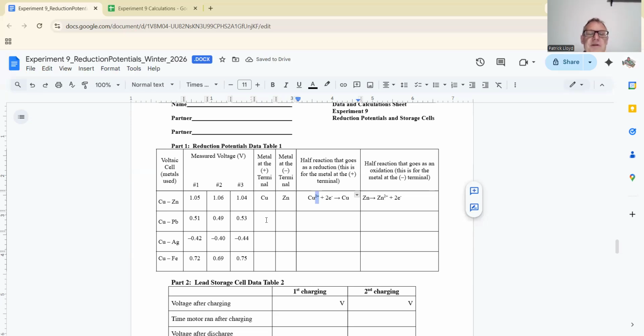Okay. Same thing for the next one. We got a positive voltage. That means copper is the positive terminal and lead is the negative terminal. So whatever you get here, I'm just going to copy and paste that. That's going to go there as well, right? Because the positive one is the reduction. And then the negative one would be the oxidation. So lead goes to lead 2 plus 2 electrons.